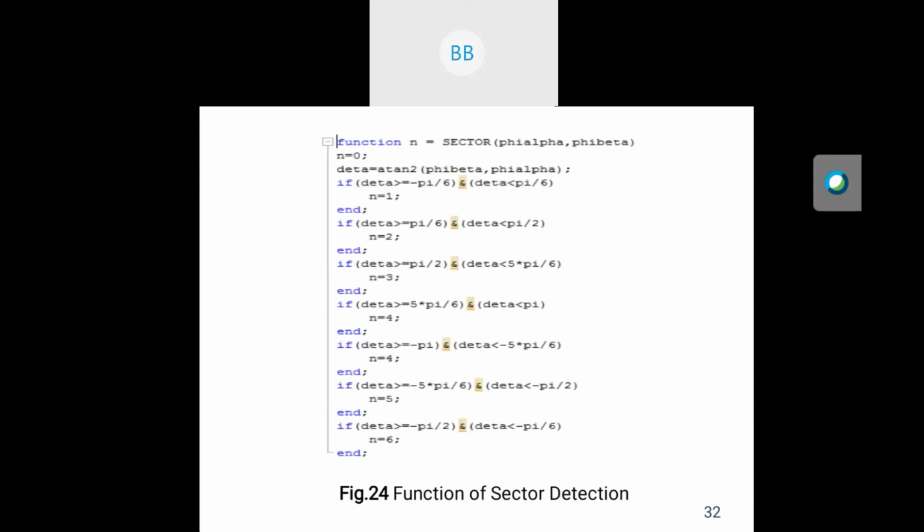First, if theta is greater than or equal to minus pi by 6 and theta is less than pi by 6, that means if theta is in between minus 30 degree to plus 30 degree, then we will select sector 1. That means n equal to 1. If again theta is greater than or equal to pi by 6 and theta is less than pi by 2, that means if theta is in between plus 30 degree to 90 degree, then we will select sector 2. That means n equal to 2. In this way we have to select the other 4 sectors up to sector 6.